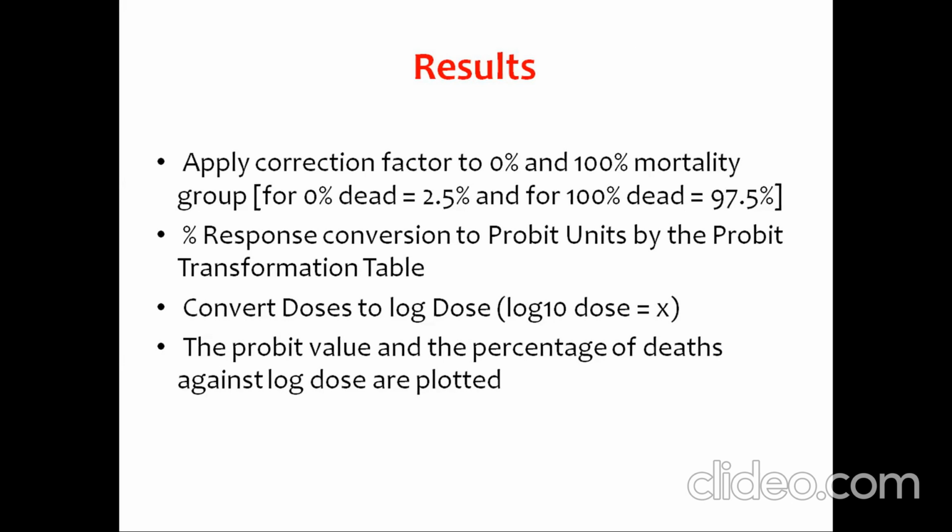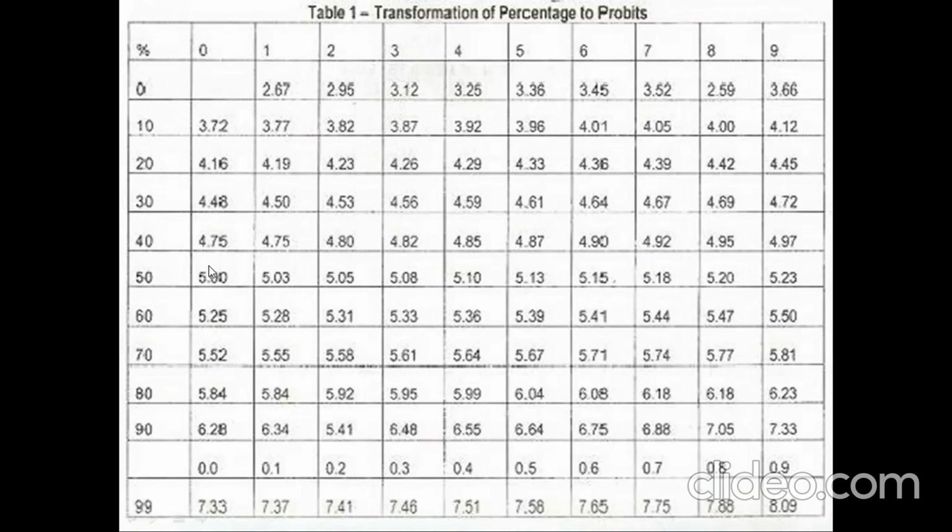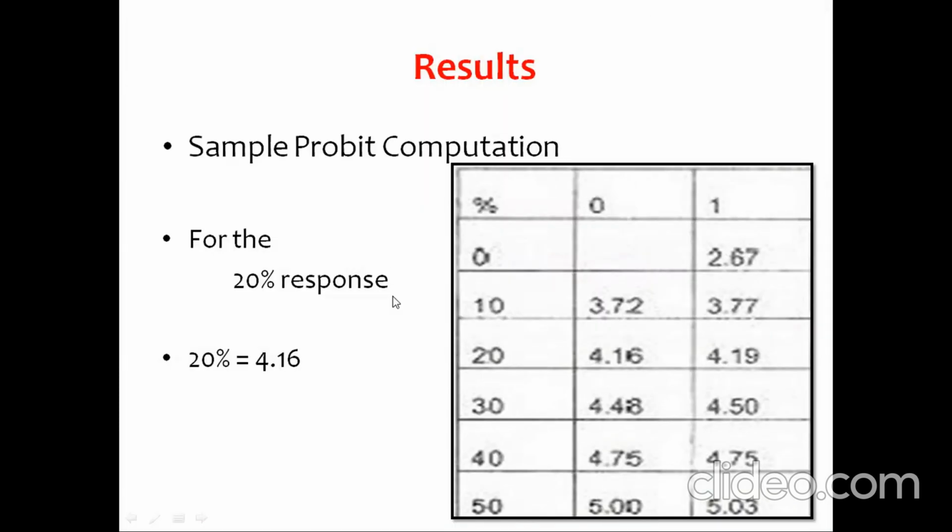What are the results? We apply the correction factors for the 0% and 100% mortality groups. Percent response is converted to probits. Convert doses to log dose. The probit value and the percentage of death against the log dose need to be plotted like this. So we have such a probit table in which the number of deaths and the percent of log dose is given. So we can have the computations like that.